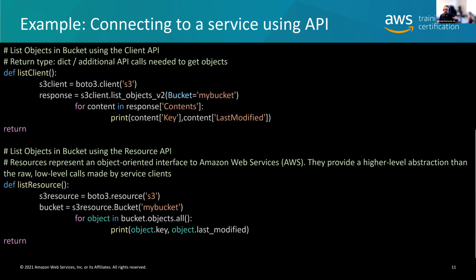But to give you an example of just the distinction, obviously boto3, which is the Python library, has both the client and the resource API calls inside of it. Okay. So the bottom one is the preferred one.